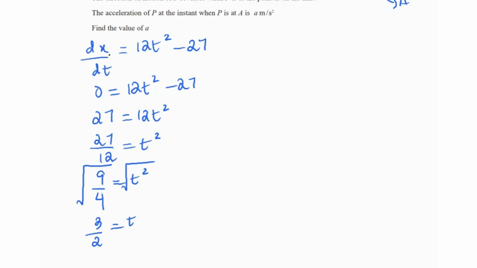For acceleration, we will differentiate my velocity equation. This is velocity. So dv over dt is going to be 24t.